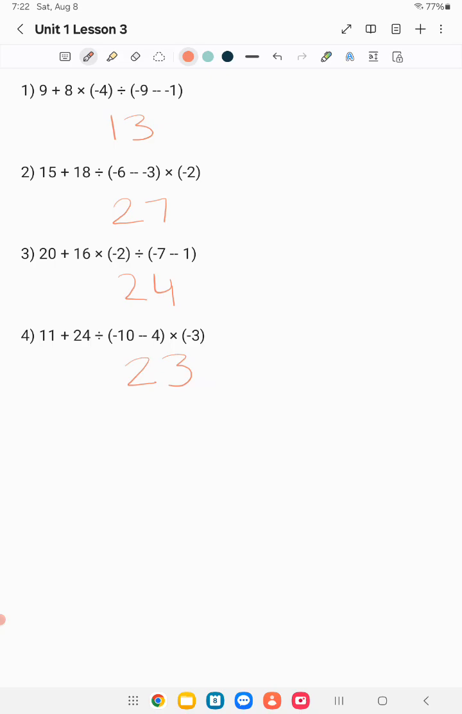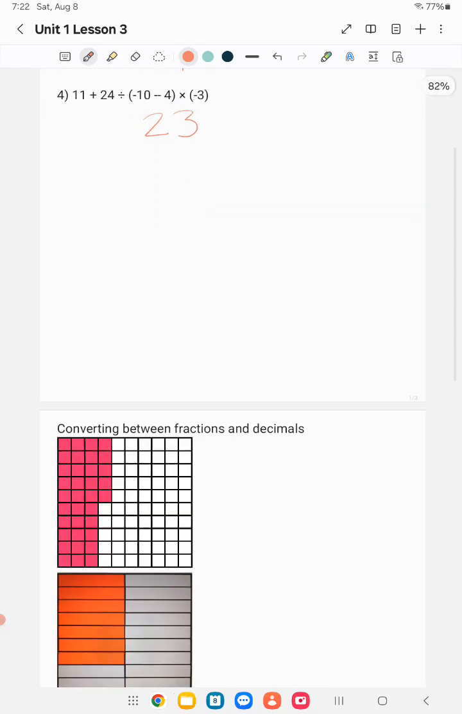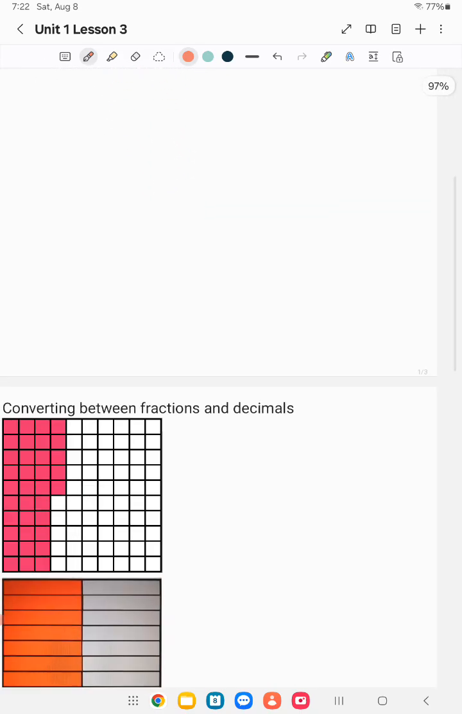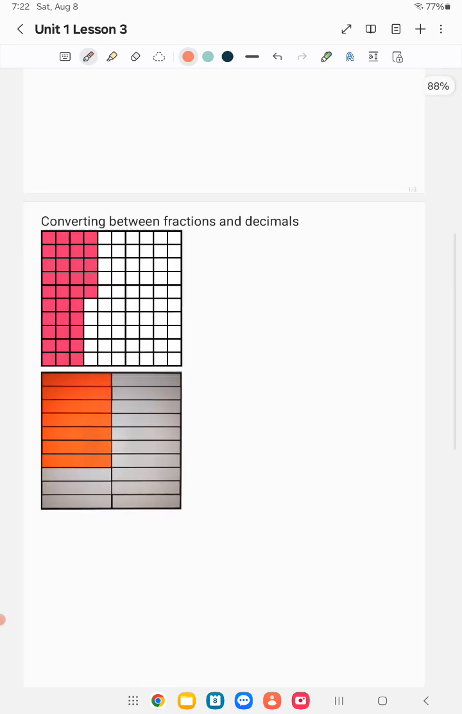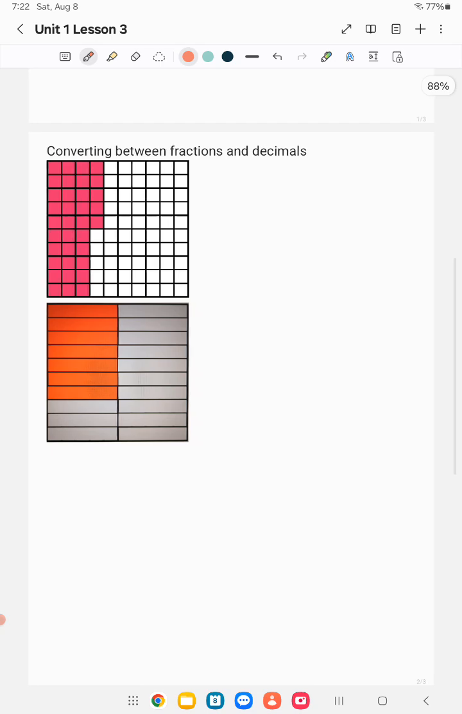And now let's proceed to learn our new lesson. Today, our new lesson will be about converting fractions and decimals. So when we think about decimals, for example, let's think about a big grid with 100 little squares.